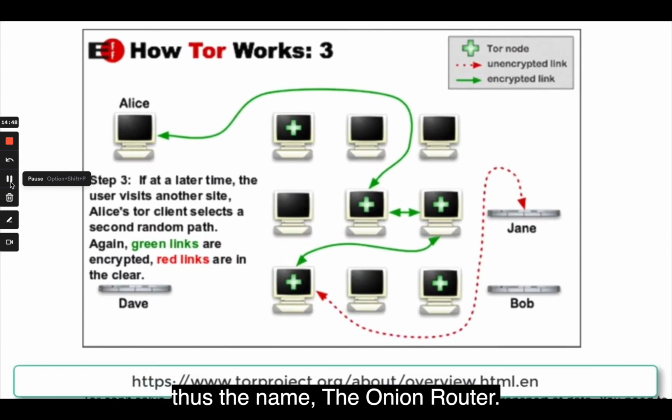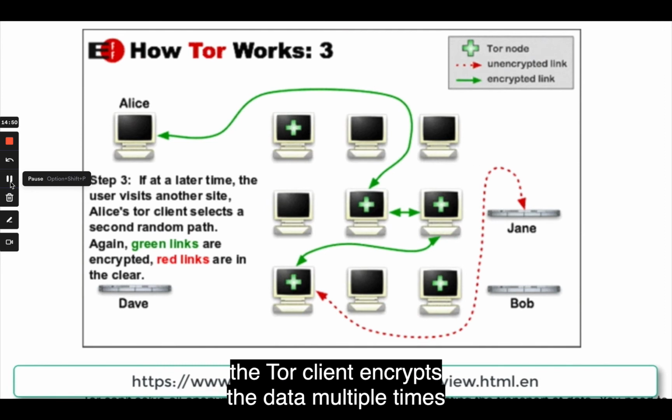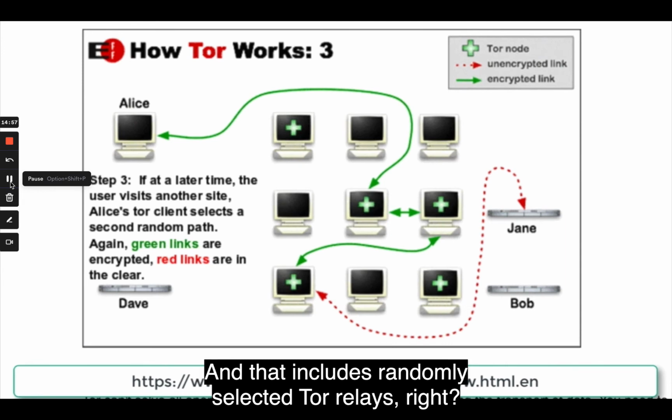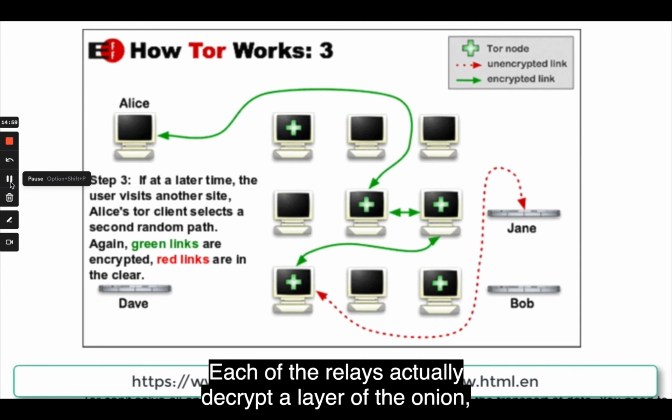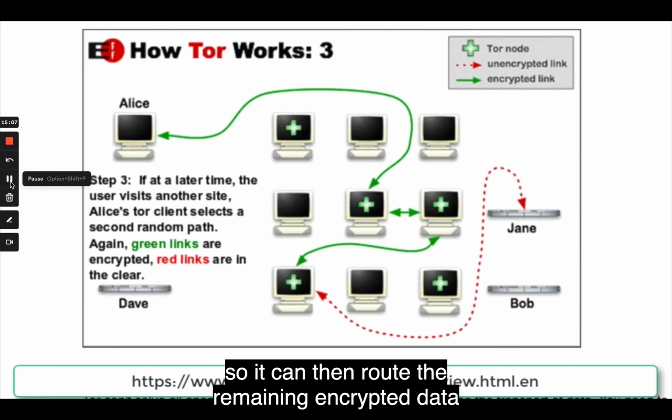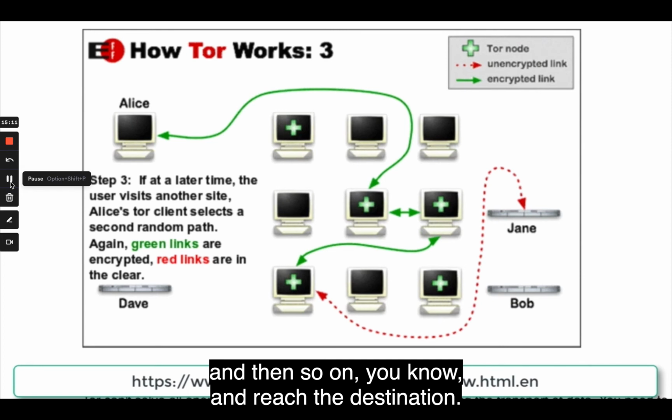the Onion router. The Tor client encrypts the data multiple times and sends it through a network or a circuit. And that includes randomly selected Tor relays, right? Each of the relays decrypt a layer of the onion and then reveal only the information to the next relay, so it can then route the remaining encrypted data and so on, and reach the destination.